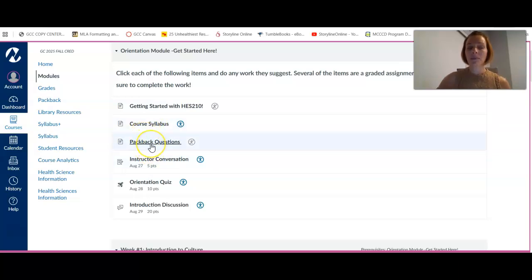We will be using Packback, which is a third-party discussion platform. We will not use that until week 2, so please don't worry about that the first week. More information will be given about that next week, so don't stress about that initially. Like I said, instructor conversation, and then you will also take an orientation quiz.